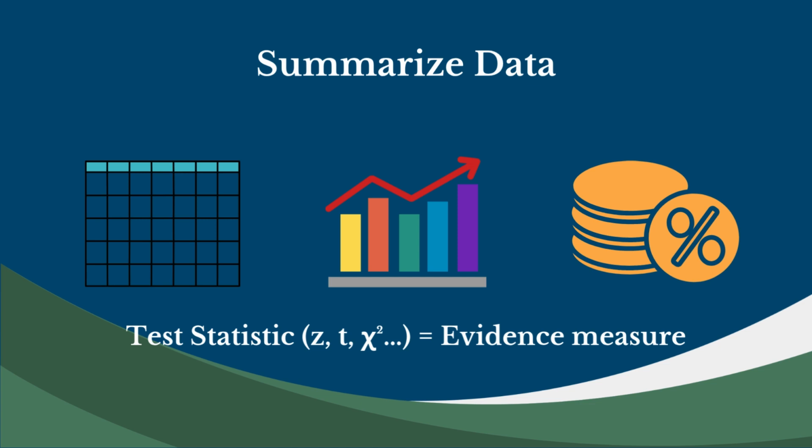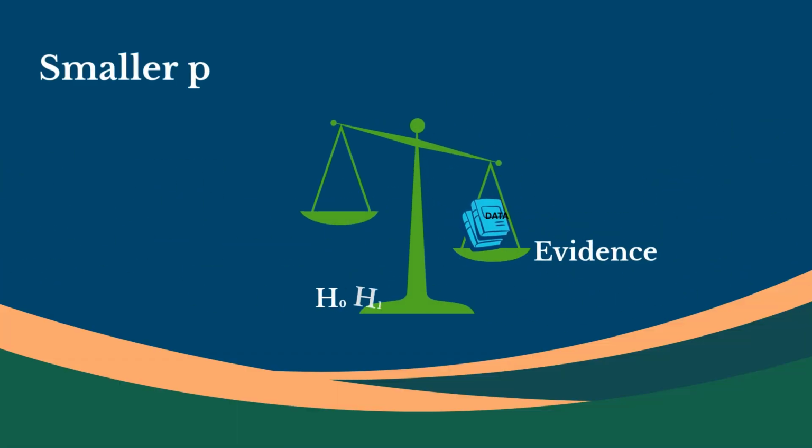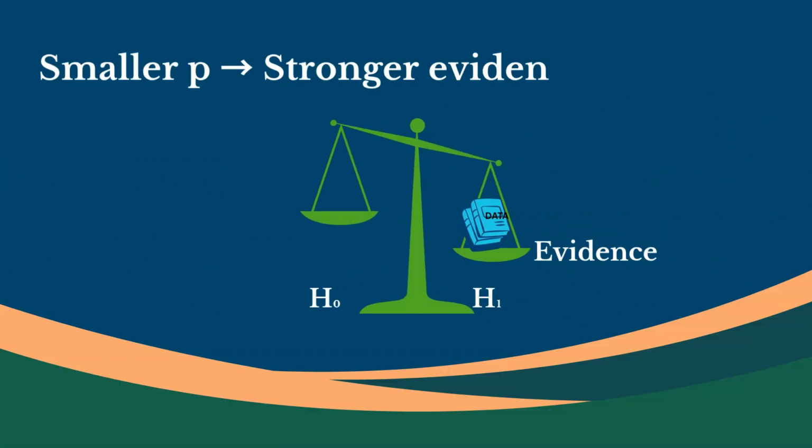Different tests use different statistics. For example, Z score for large samples or T score for smaller ones. Step 4, calculate the p-value. Next comes the most talked about part, the p-value. It tells us the probability of observing our sample result or something more extreme if the null hypothesis were true. The smaller the p-value, the stronger the evidence against the null hypothesis.